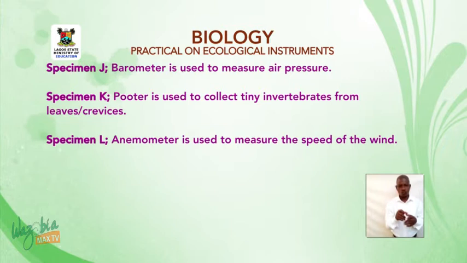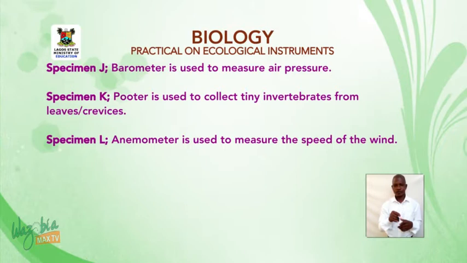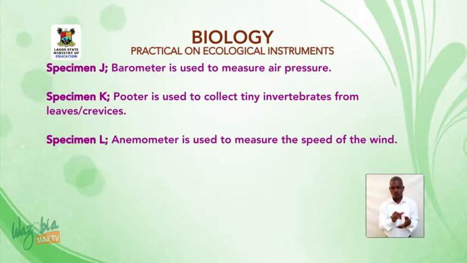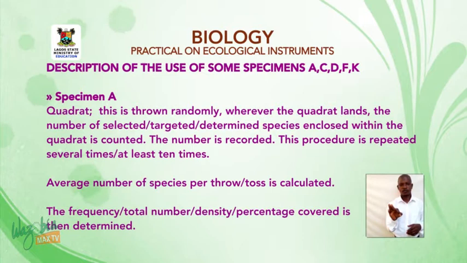Specimen J, barometer, is used to measure air pressure. Specimen K, putter, is used to collect tiny invertebrates from leaves or crevices. Specimen L, anemometer, is used to measure the speed of wind. Description of the use of some specimens: A, C, D, F, K.